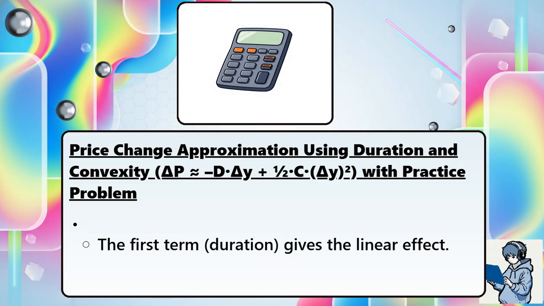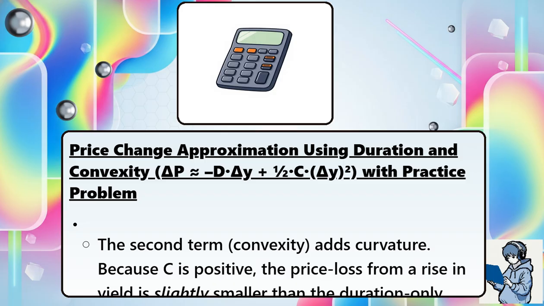The first term, duration, gives the linear effect. The second term, convexity, adds curvature. Because C is positive, the price loss from a rise in yield is slightly smaller than the duration-only estimate, and the price gain from a fall is slightly larger.